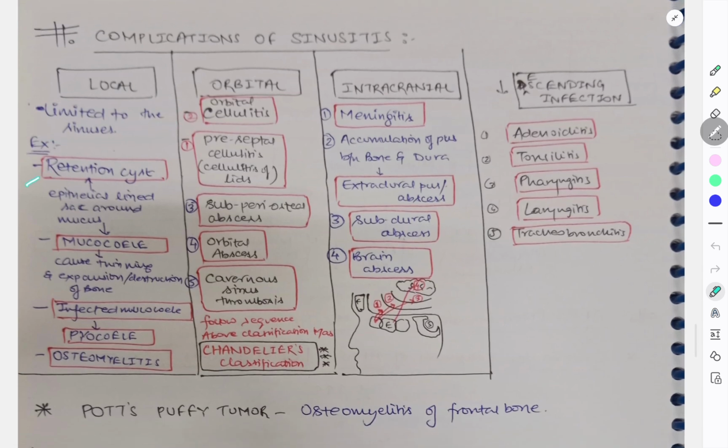Here we have retention cyst, mucocele, and if the mucocele is infected, it becomes pyocele, and at the end we have osteomyelitis. Retention cyst means an epithelial lined sac around the mucus. Mucocele is mainly a cavity causing thinning, expansion and destruction of bone. And if this mucocele is infected, it is called pyocele. And at the last, it may cause osteomyelitis.